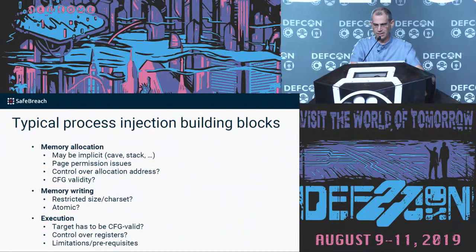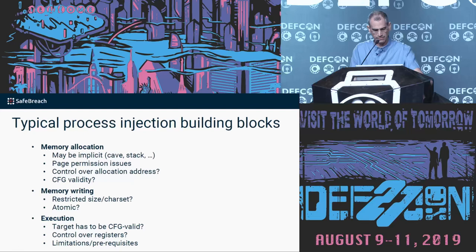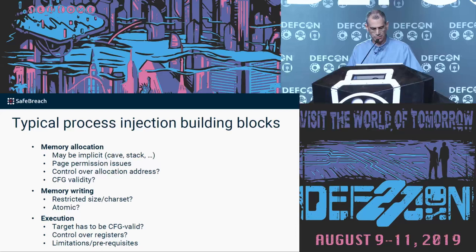So what are the typical process injection building blocks? We have memory allocation, and when we are looking at such techniques, we need to consider whether the allocation is implicit, like a cave or a stack, or explicit, where we actually allocate the memory ourselves. What page permissions are there? What control do we have over the allocation address, and whether the target addresses will be CFG valid or not? Then we have memory writing, populating that memory area with our desired values. And the questions are whether a memory writing technique allows us to write arbitrary data, or are there restrictions on size or character set, and whether the writes are atomic or not.